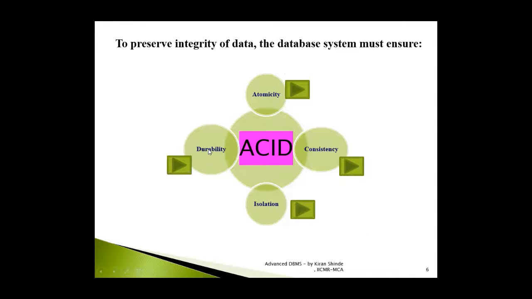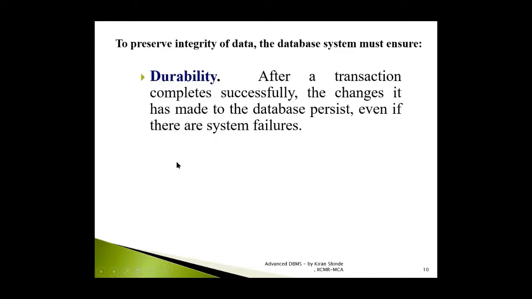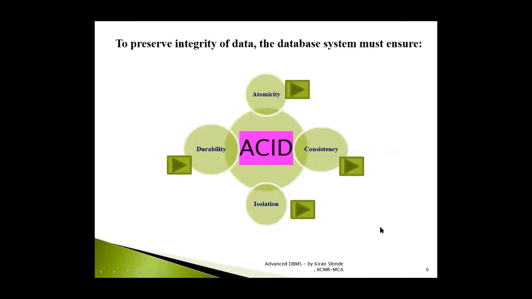And the last property in ACID is durability. Now, what do you mean by durability? After a transaction completes successfully, the changes it has made to the database must persist, even if there are system failures. So that is the simple definition of durability. So these are the four properties of ACID, and the takeaway of these ACID properties is to preserve the integrity of the database. Now let us try to again understand these properties with some examples.